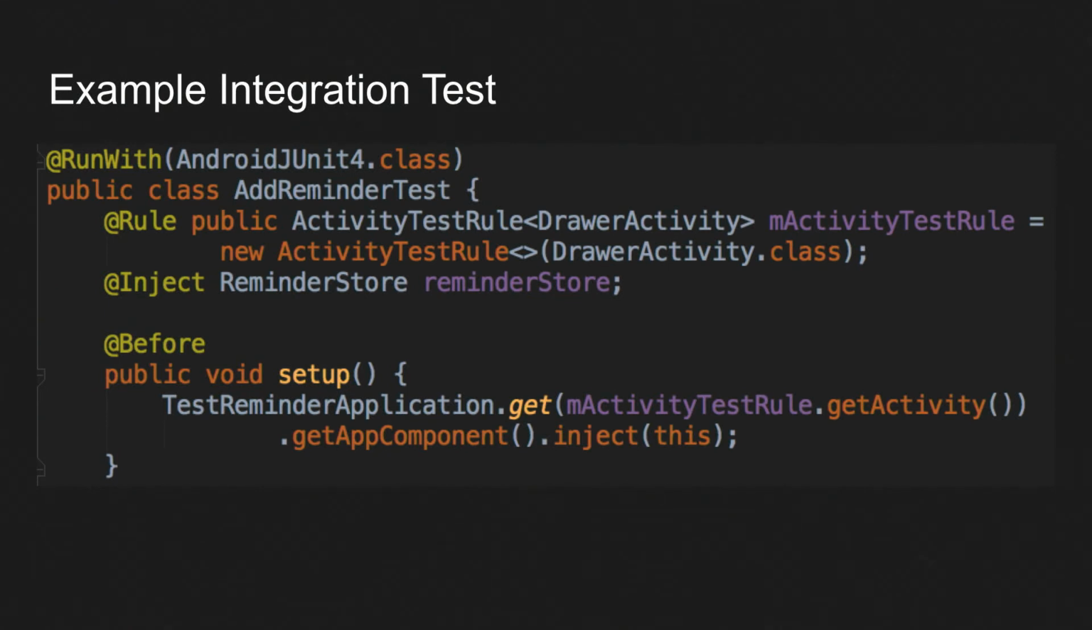So setting up your integration test should look basically the same as they did before. There's nothing really special going on here. So you use the Android JUnit runner to run your test. You use your activity test rule to tell it what activity to set up. But in this case, I am injecting my reminder store into my test here just so I can clean it out after each test run. And you can see the actual code here for triggering that injection. I'm using my test application to get my component and then calling the inject to actually set that value for me.